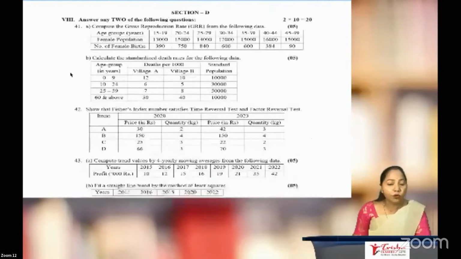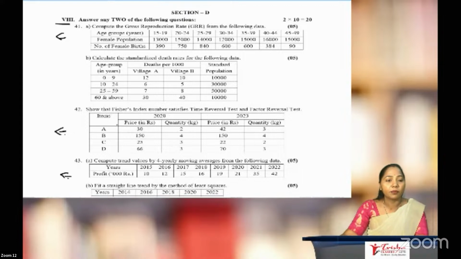Okay, moving on to Section D, that is the last section, and the section which will help you in scoring more marks, that is Roman number 8. Easily you can score 20 out of 20 here. Out of the 3 questions given, the first question is from the first chapter, Vital Statistics. The second question is from the second chapter, Index Number. The third question is from the third chapter, Time Series.